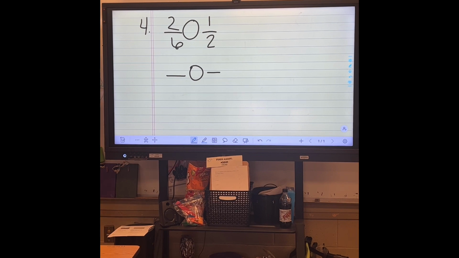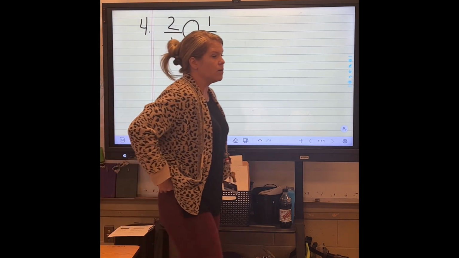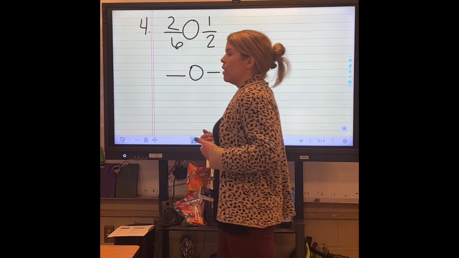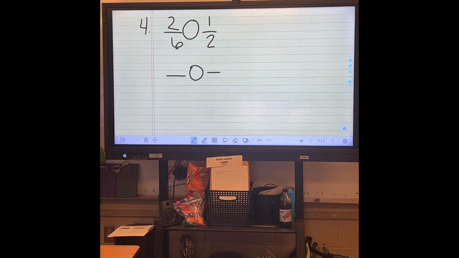All right, now, I don't have the same numerators. I don't have the same denominators, so I've got to work this one out. I'm setting it up to work it out. So I want to make this easy peasy. I want these to be like fractions. All right?